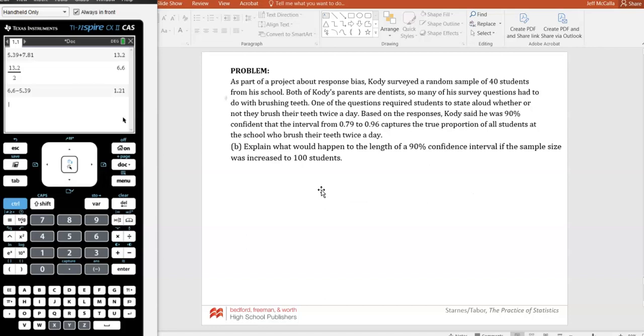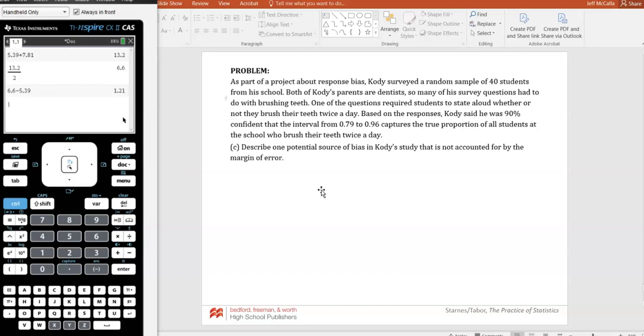What would happen to the length of a 90% confidence interval if the sample size were increased to 100 students? So it started with 40 students, increased to 100 students. If we do that, the margin of error is definitely going to go down in that case. I think that is right, because increasing the sample size decreases the margin of error.